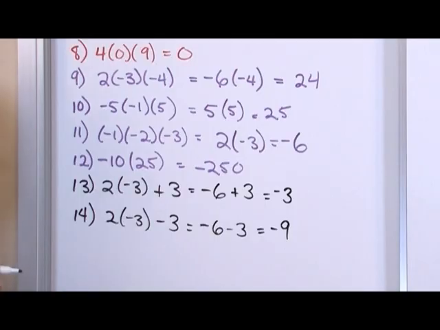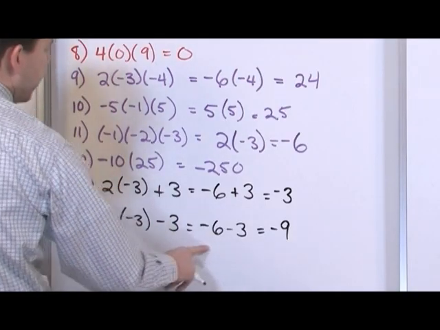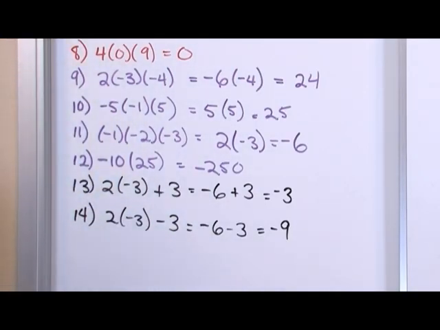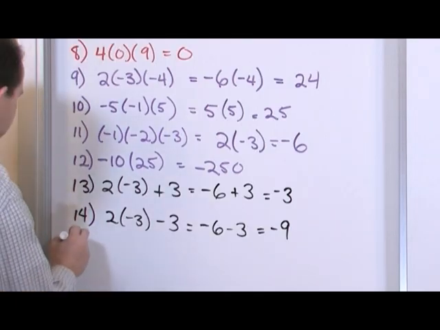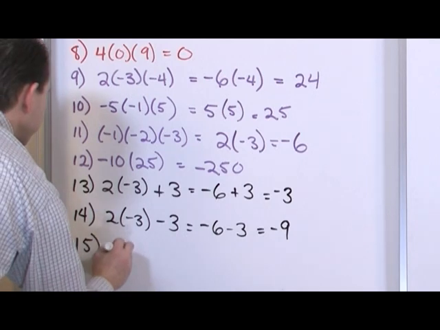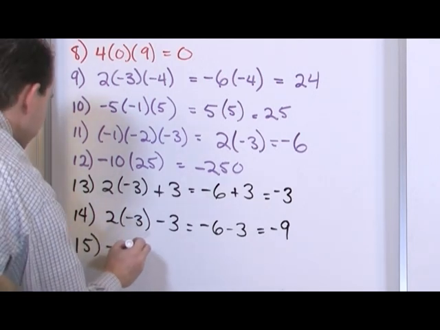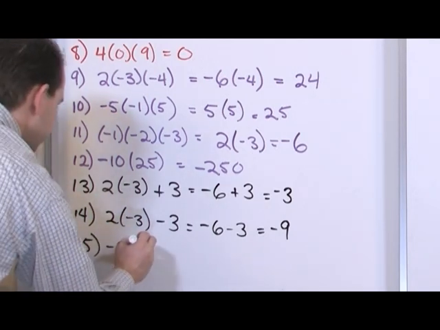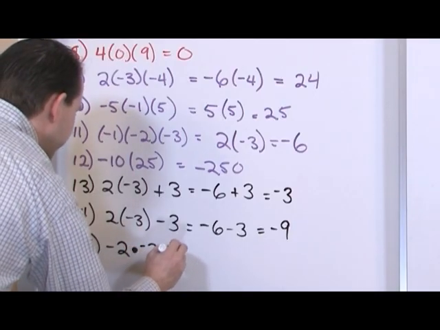And so you can think of it in terms of the number line. We did a lot of problems talking about addition and subtraction of integers, so go back and review that. So let's do number 15. Let's say we have negative 2 multiplied by negative 3, and then we have plus 6.